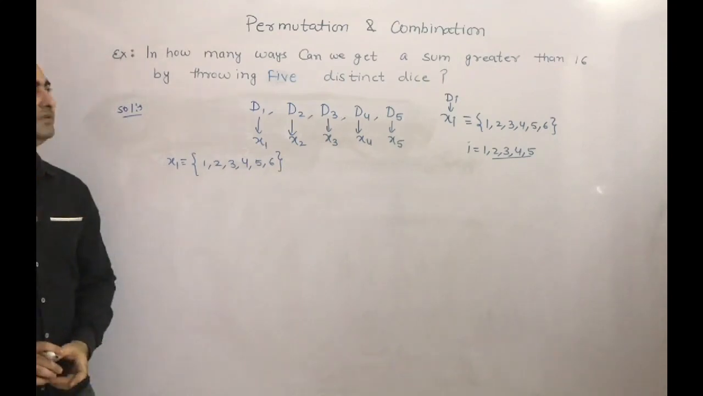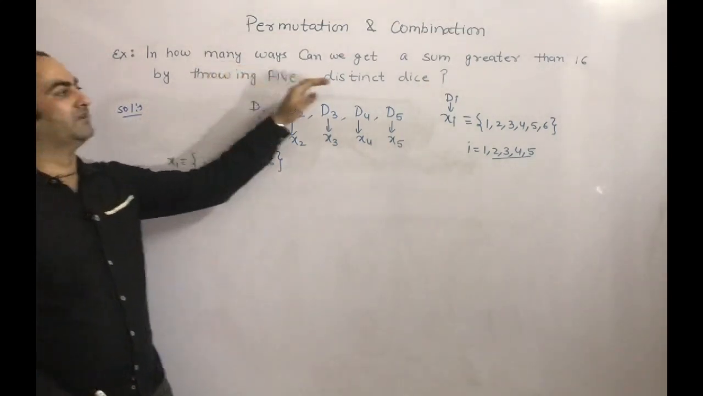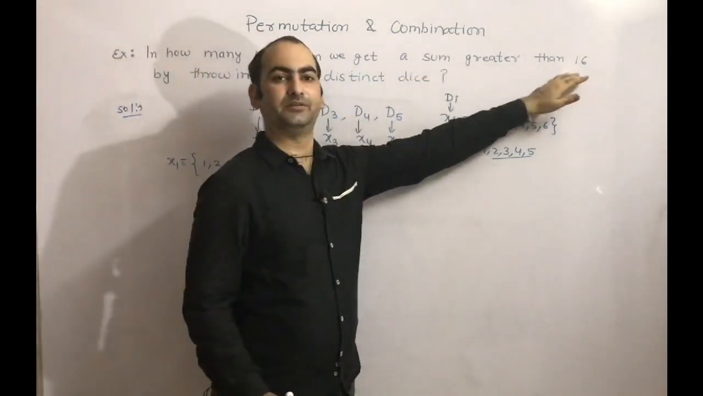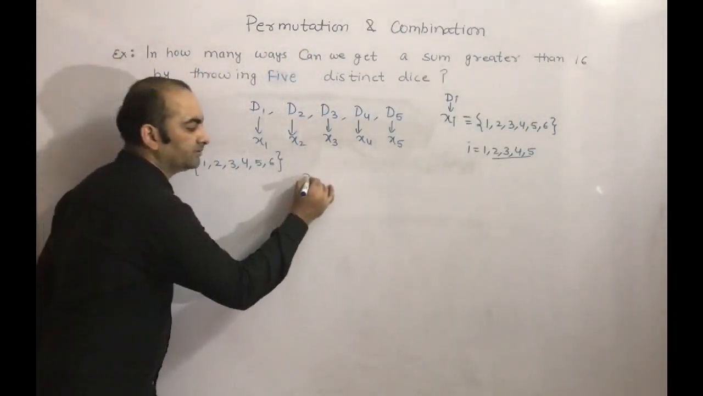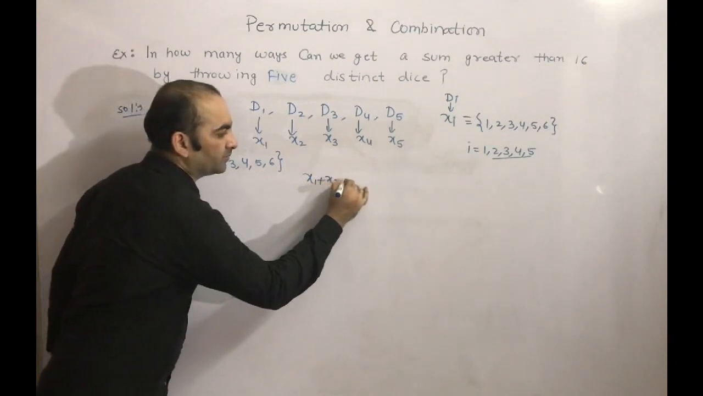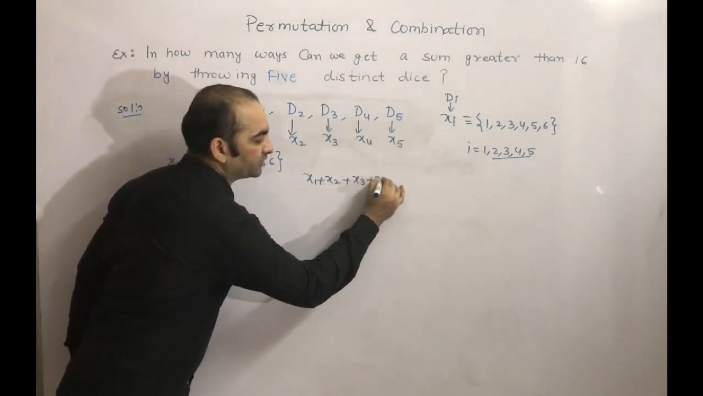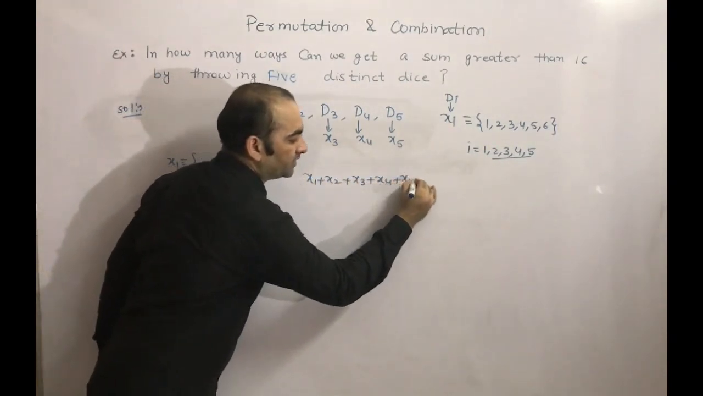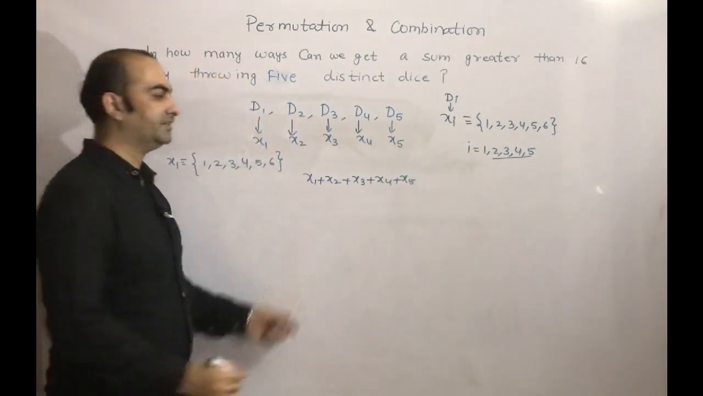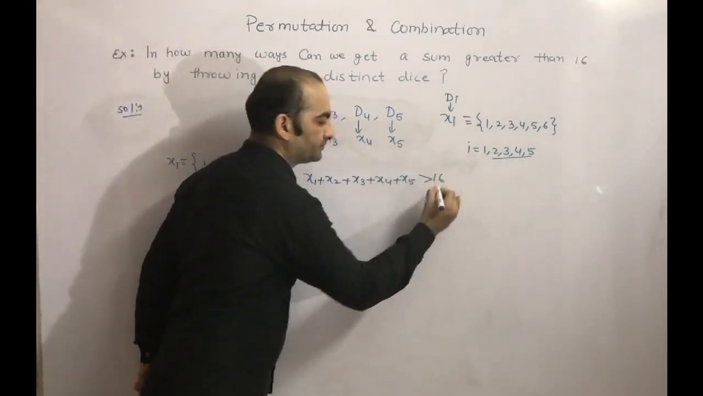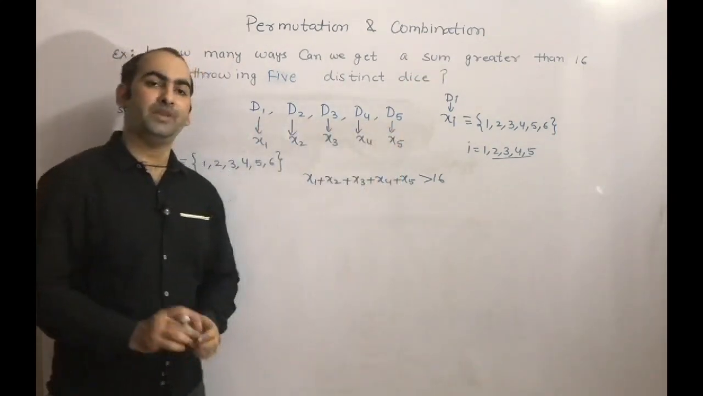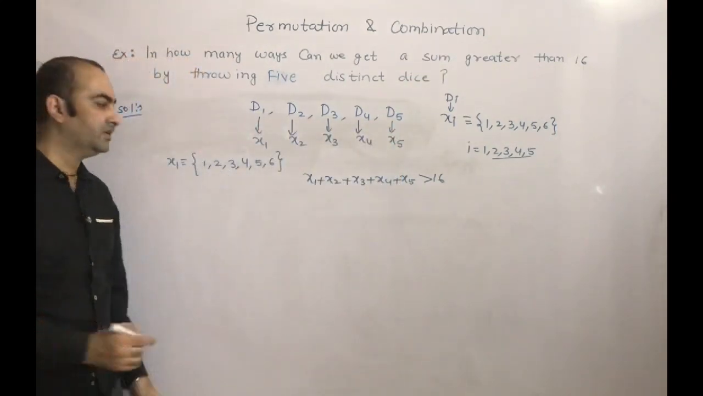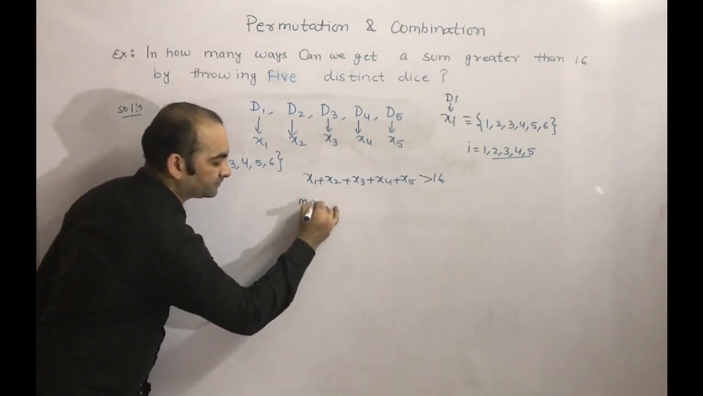In this problem we want to know in how many ways can we get a sum greater than 16. So we want x1 plus x2 plus x3 plus x4 plus x5, this summation, to be greater than 16. Now if you roll these 5 dice, what should the minimum summation be?